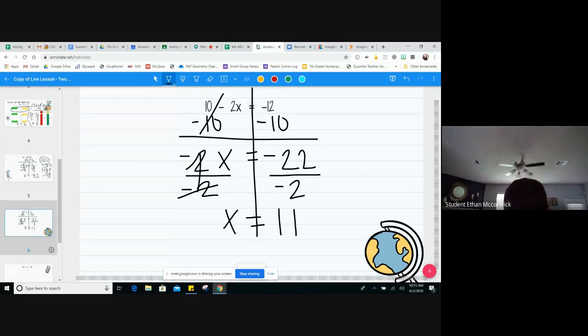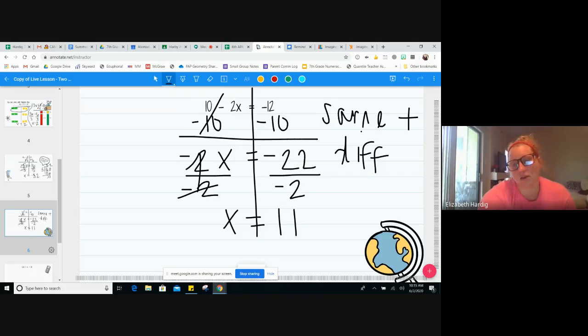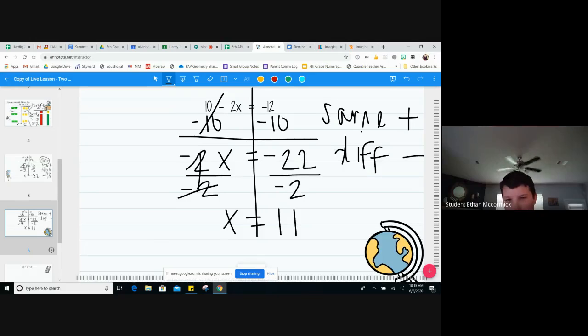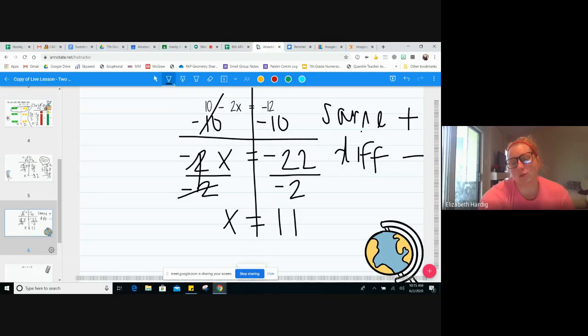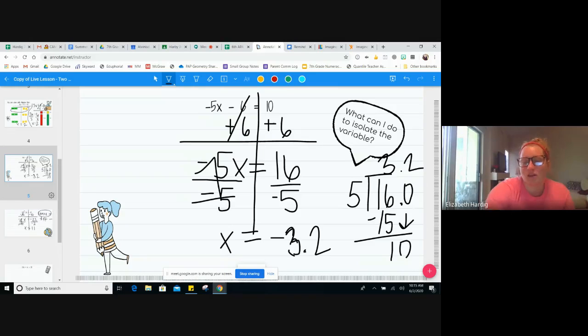Remember, when you're multiplying or dividing, if you have the same signs, the solution is positive. And if you have different signs, it's not positive, which means it's negative. So right here, we had a -22 and a -2. We had the same signs, which is why our solution was positive. For the problem here, we had a positive divided by a negative, so they were different signs, which means my solution was negative 3.2.